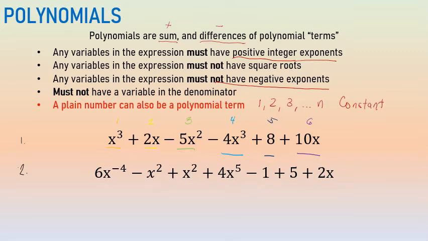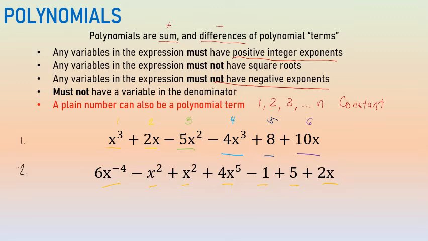Okay, the same goes here. Let us underline each polynomial term in our example number 2. 6x raised to negative 4, x squared, positive x squared, 4x raised to 5, negative 1, positive 5, and 2x. So again, these are called polynomial terms. They are separated by the operations add and subtract. Okay? Looking at the properties of a polynomial we mentioned, which of the two is the polynomial?